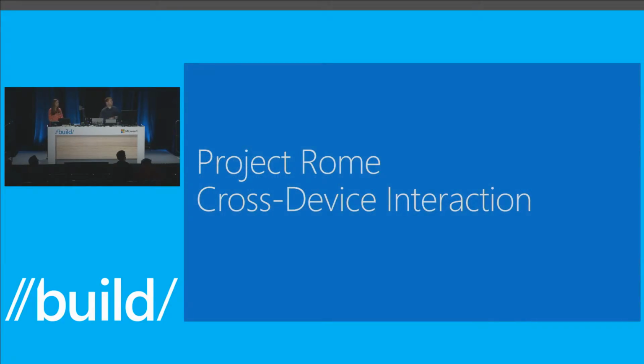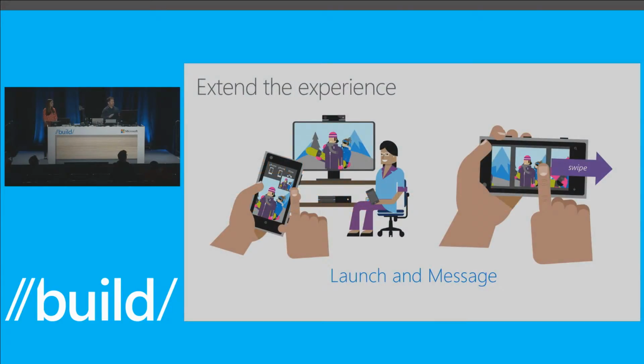Let's move over to cross-device interaction. So what do we mean when we talk about cross-device interaction? Well, in our team, we think there's three different categories that we think of things. One is this launch and message, where we extend the experience. These are just conceptual to give you ideas of the things we're trying to enable. For your apps, you'll have some specific domain experiences.